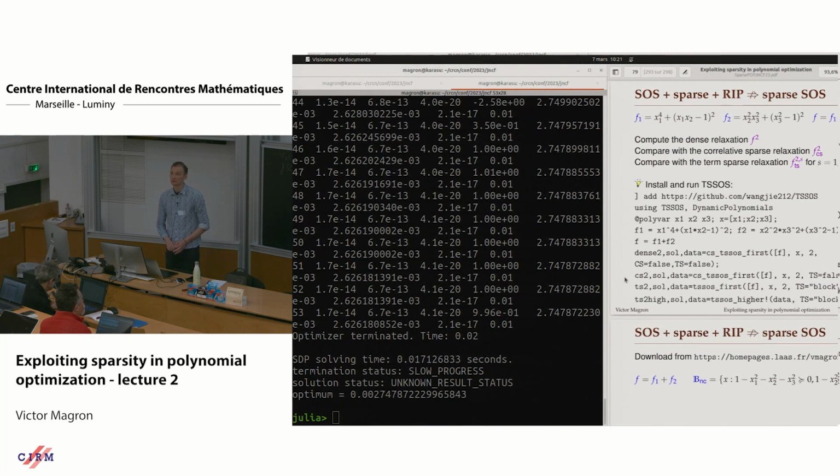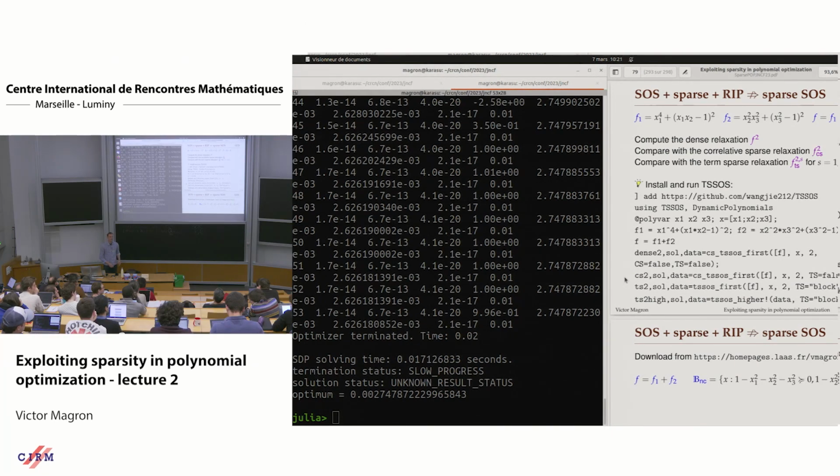Is it clear? What should we conclude from the first dense bound? Nothing? That f minus the bound that you obtain is a sum of squares, and that it's the best possible bound. It's the best possible lambda such that f minus lambda is a sum of squares. And this lambda that you obtain here is strictly less good.